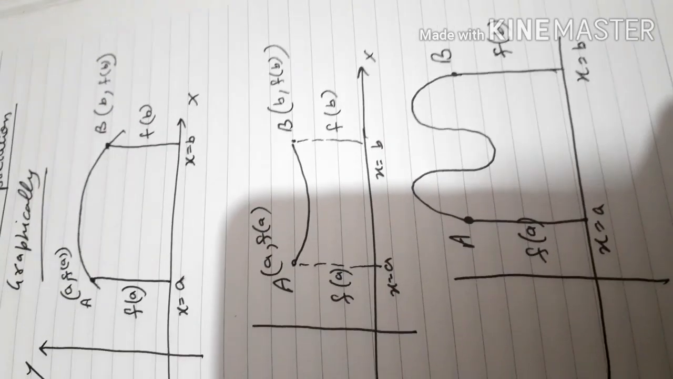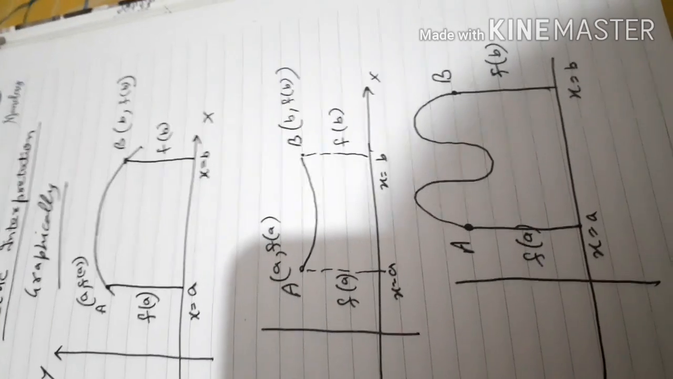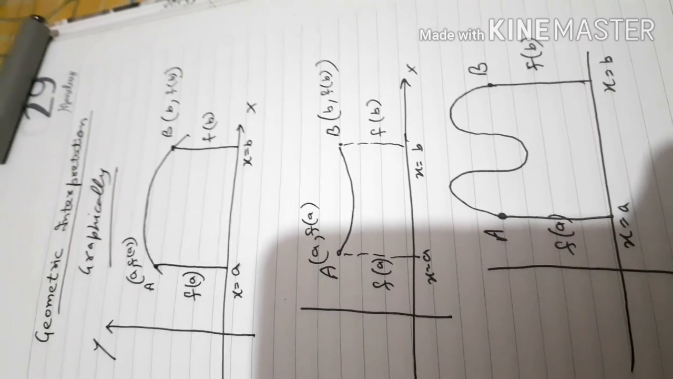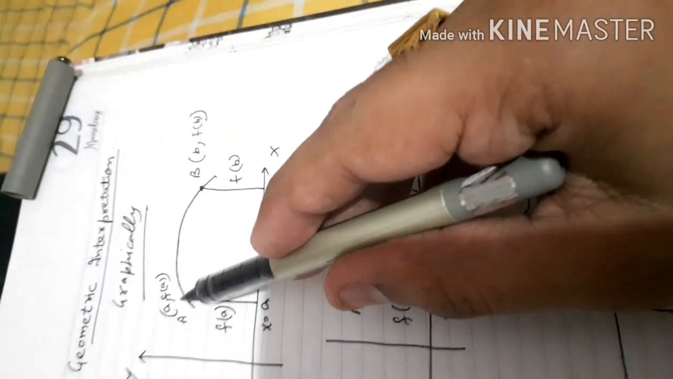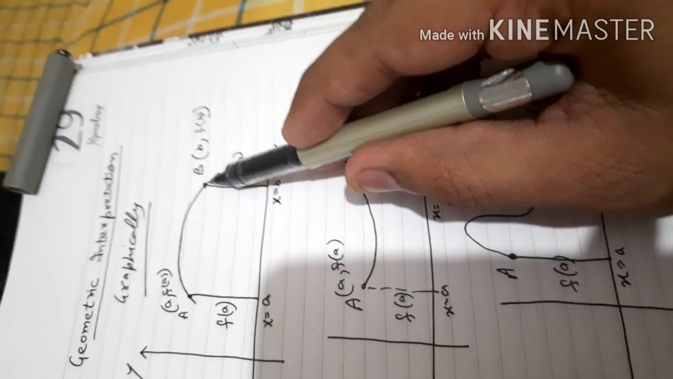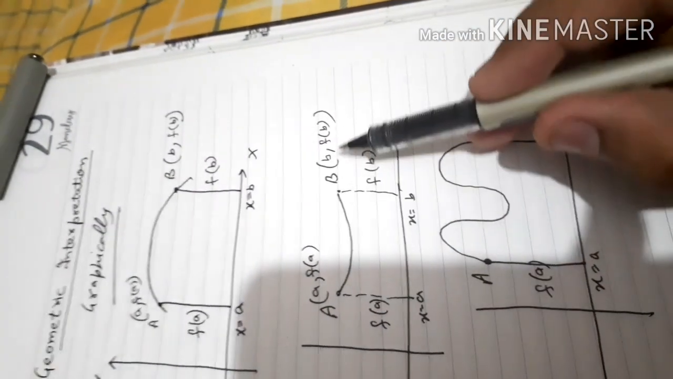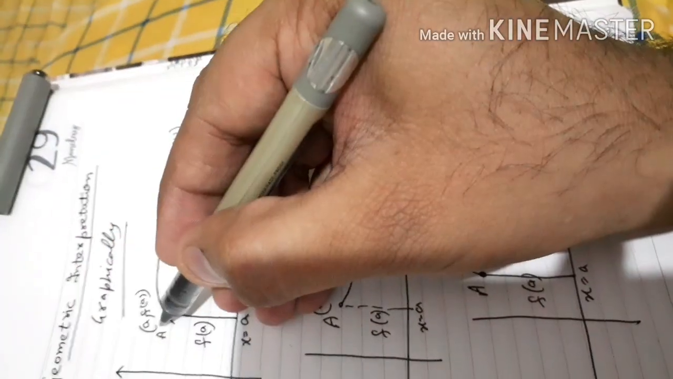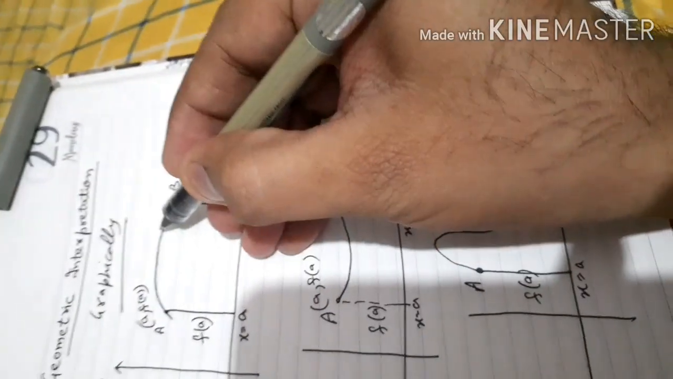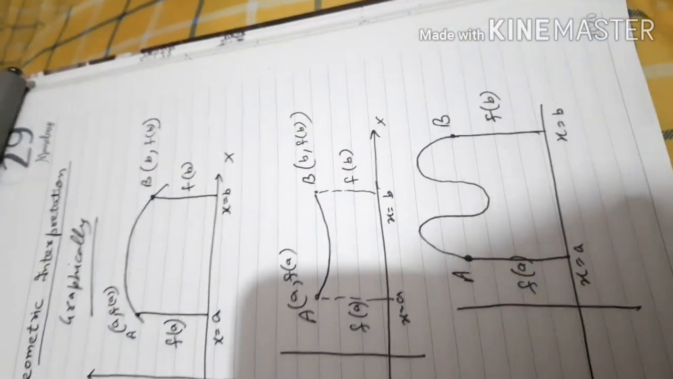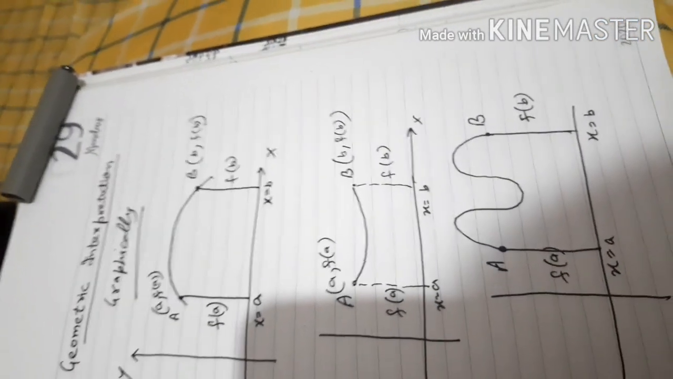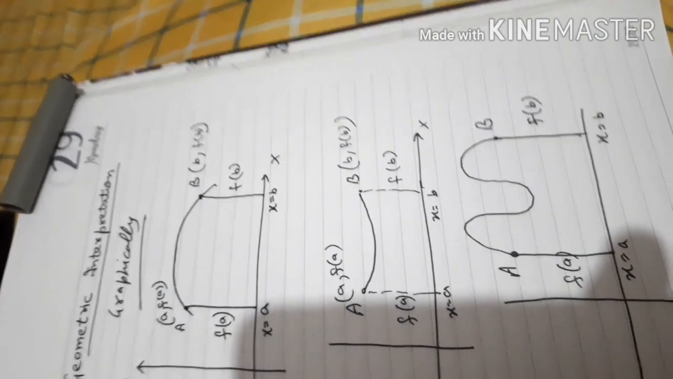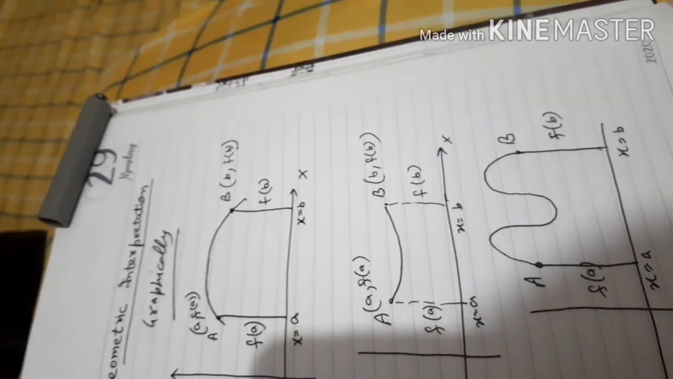In all 3 figures, one thing is common: we can draw lots of tangents in between A and B. From A to B, we can draw lots of tangents: 1 tangent, 2, 3, 4, and so on. This is one of the important points, so listen carefully. We can draw lots of tangents in between A and B, because the graph is continuous and especially differentiable.